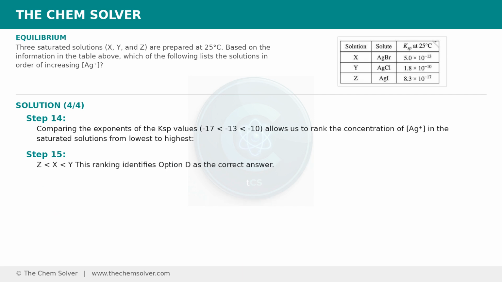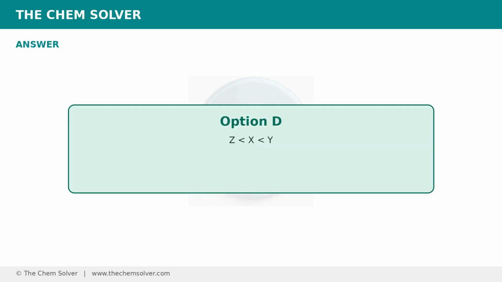Comparing the exponents of the Ksp values, −17 is less than −13, which is less than −10, allows us to rank the concentration of Ag⁺ in the saturated solutions from lowest to highest: Z less than X less than Y. This ranking identifies option D as the correct answer. The correct answer is option D, Z less than X less than Y.